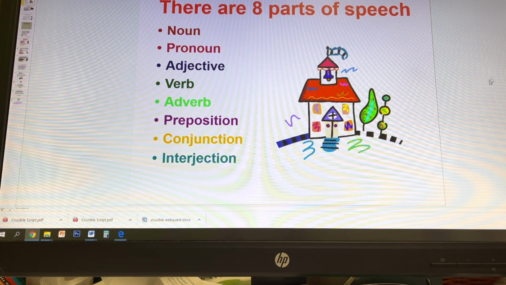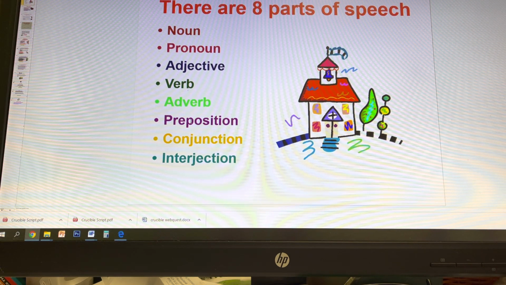Now, if you are a color person, which I am, you'll note that the noun is done in red, the pronoun in pink, the adjective in a bluish color, verb in green, adverb in more of a fluorescent or mint green, preposition in purple, conjunction in yellow, and interjection in an aqua.